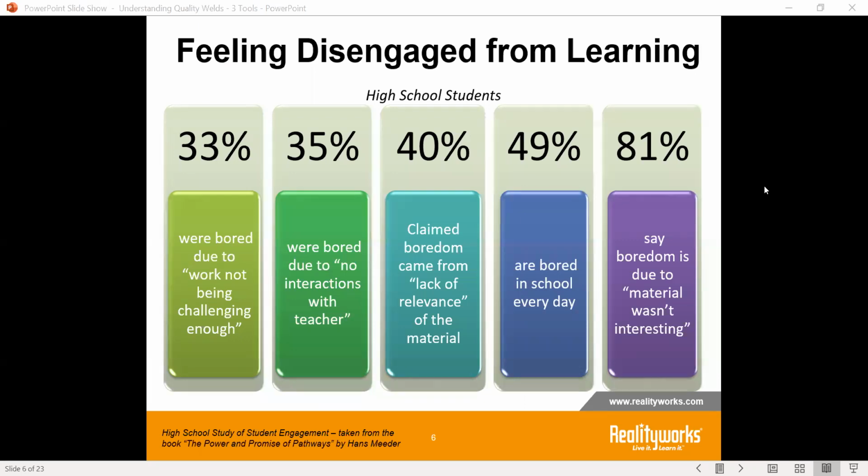Statistics show us that high school students increasingly want that interaction and engagement, not only with the teacher, but with what they're doing. They want to understand the relevance of the material, and to see things as interesting and how it leads to careers in the future.